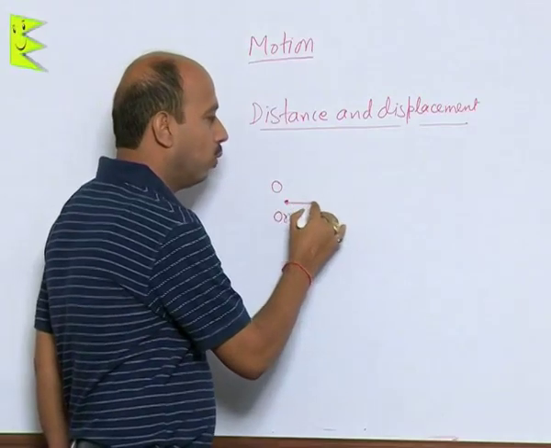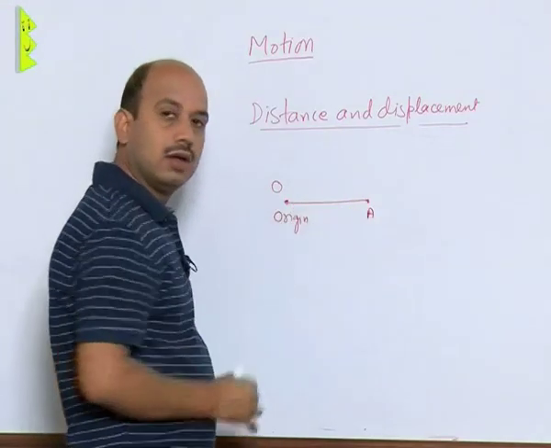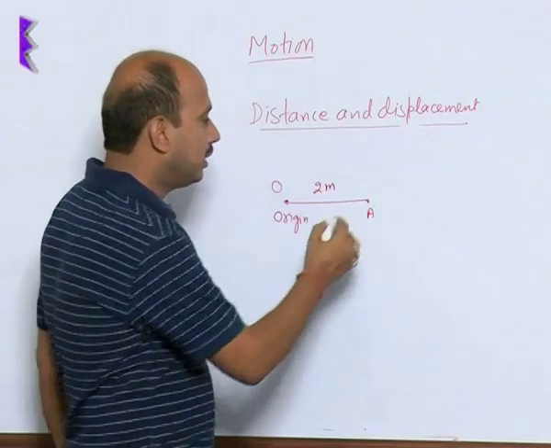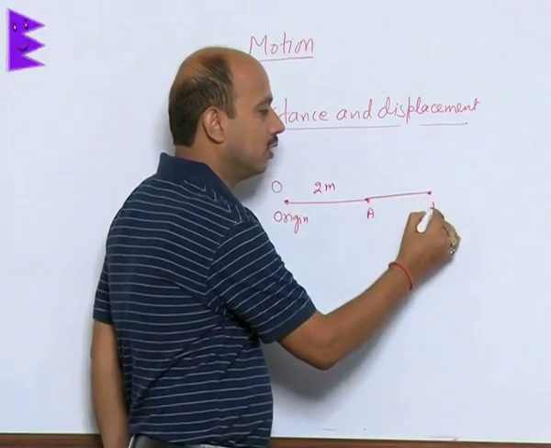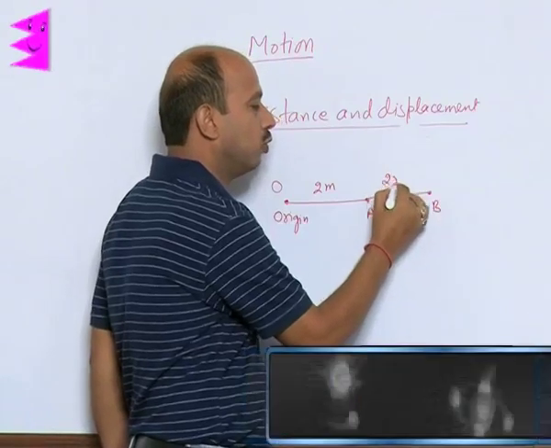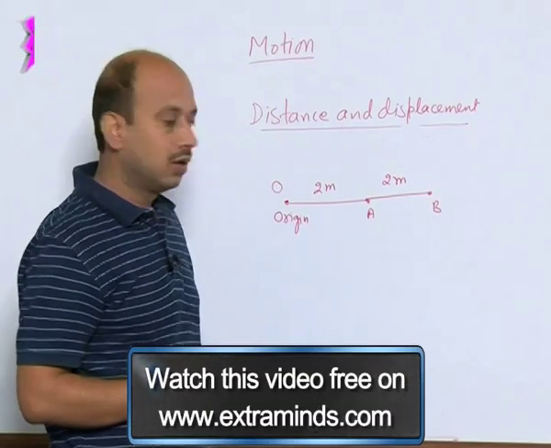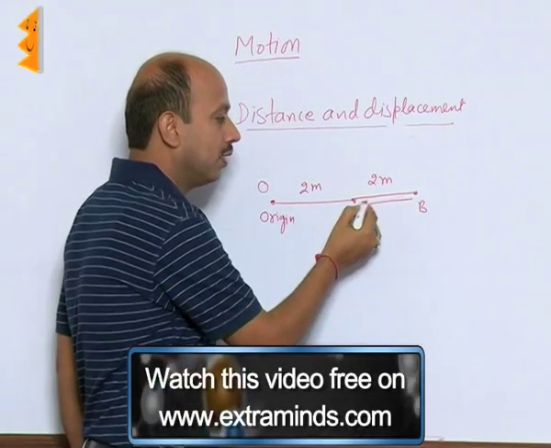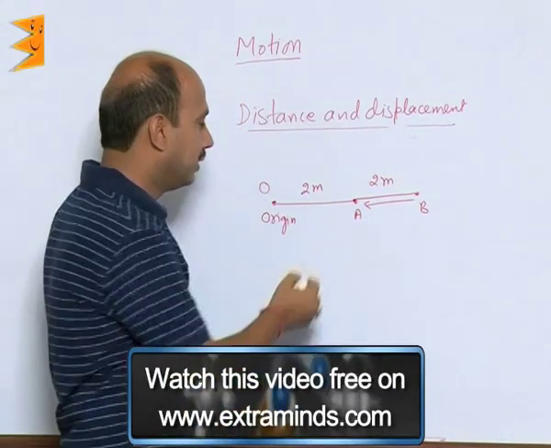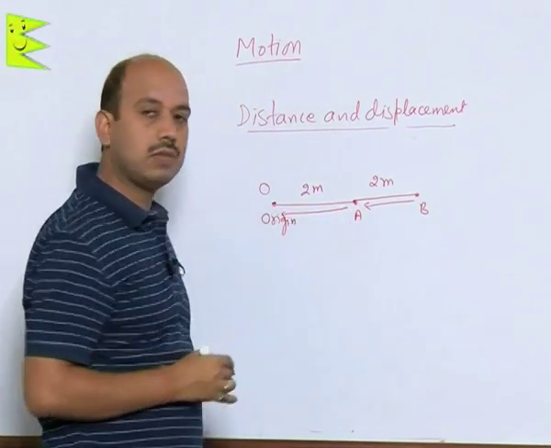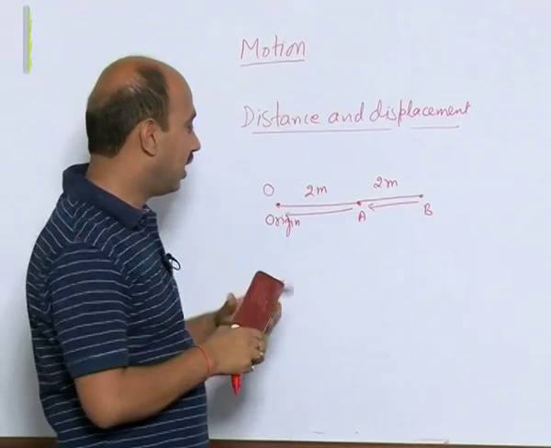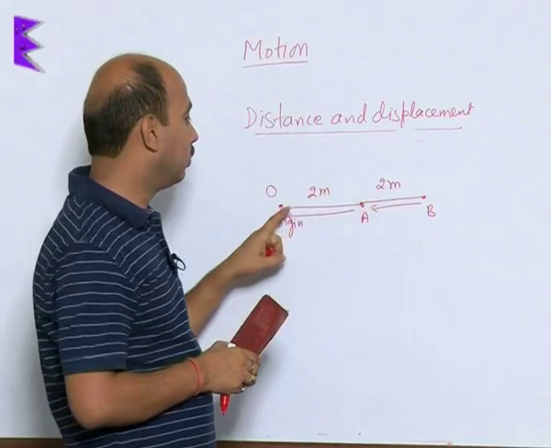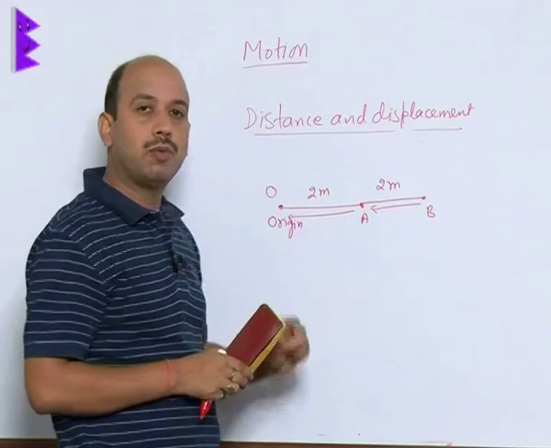Suppose the object is going O to A, this distance is suppose 2 meter. Now, the object is going A to B, this distance is suppose also 2 meter. Now, the object comes back from B to A, and then A to O. So, the object started from O, went to the point B and came back to the point A and then came back to the point O.